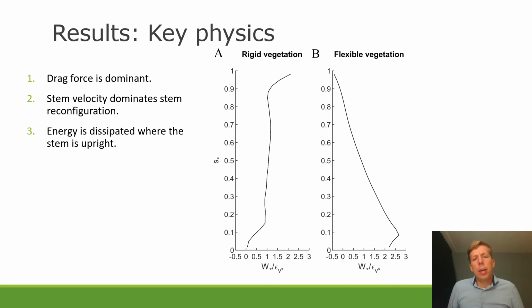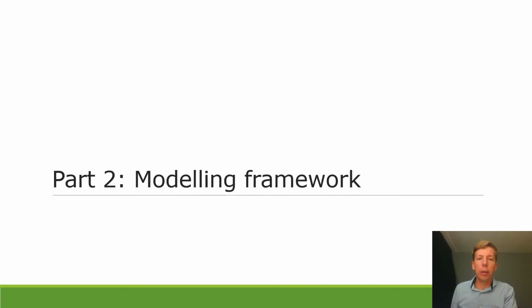Thirdly, we find that energy is dissipated where the stem is upright. For rigid vegetation, energy dissipation is distributed uniformly over the whole stem, whereas for flexible vegetation, it's really concentrated in the bottom section of the stem, which is upright and also relatively immobile. So these are the three key physics.